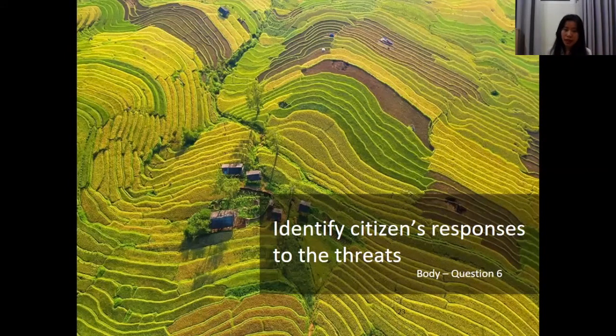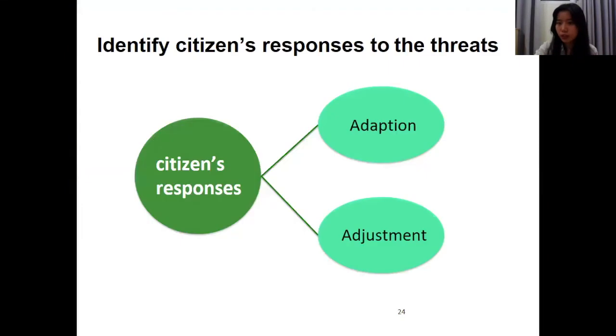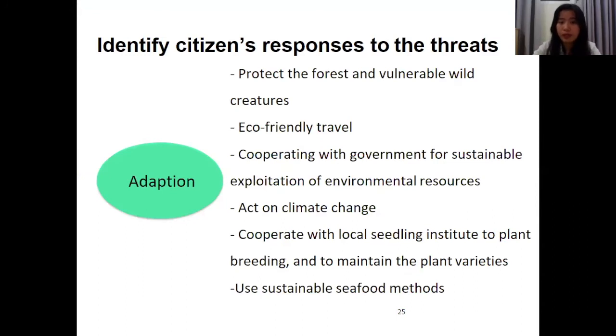So the citizens have two ways to respond to the threats, which are two A's: adaptation and adjustment. Firstly, they find ways to adapt by protecting the forest and vulnerable wild creatures. For example, they reduce animal consumption, and they promote biodiversity preservation by talking and sending messages to their family members, friends, and acquaintances. Also, they try to travel in an eco-friendly way by using public transportation like bus and train instead of riding your own motorbike or car.